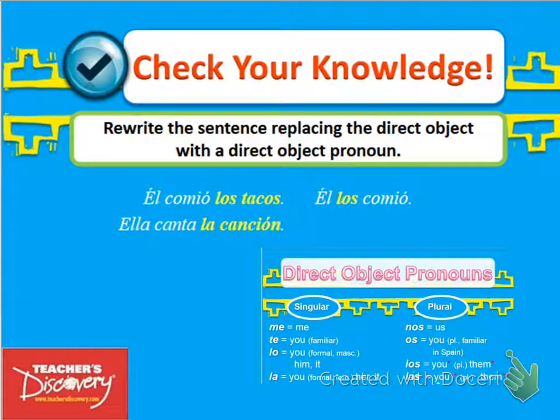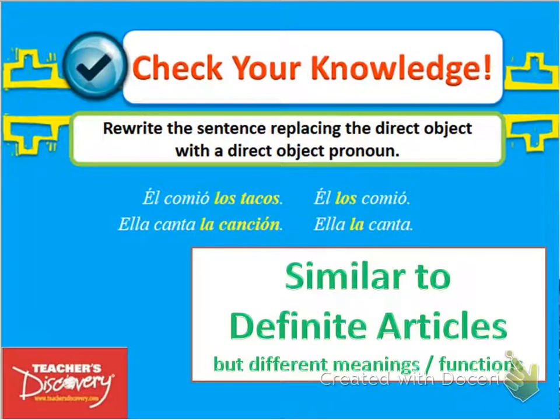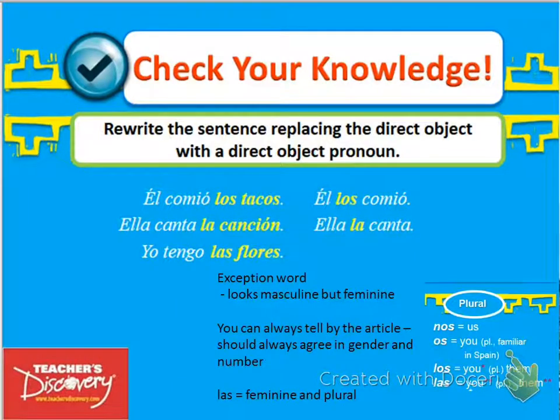Okay? She sings the song, la canción. Feminine and singular. So you're going to take la canción away, put it before the verb. The la looks the same, but it's two different things. The first sentence, she sings the song, versus she sings it. It referring to the song. Different meanings, different functions.